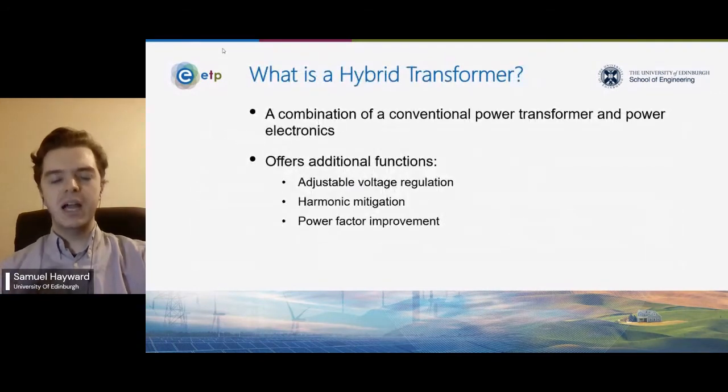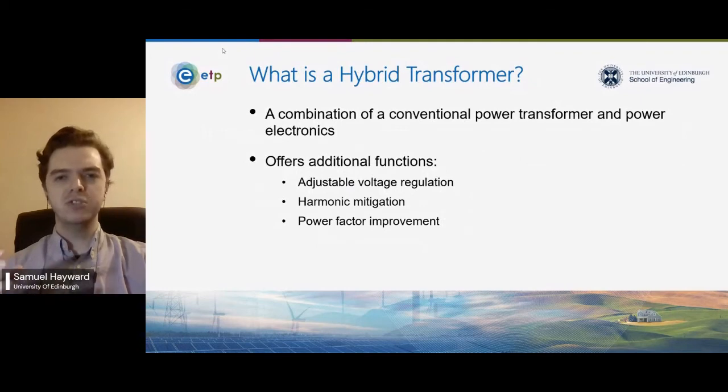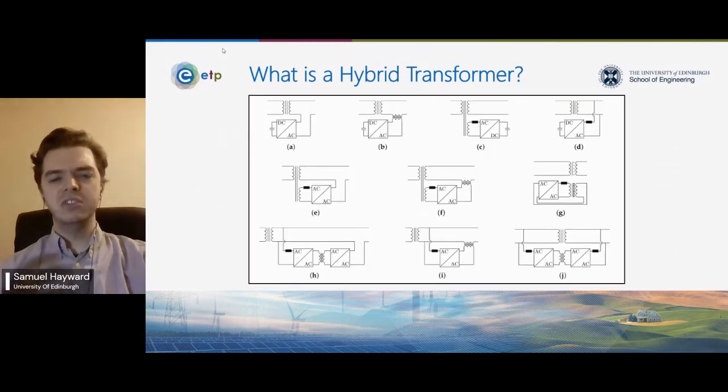So what is a hybrid transformer? A hybrid transformer is a combination of a conventional power transformer and power electronics. The inclusion of power electronics provides the transformer with additional capabilities such as adjustable voltage regulation, harmonic mitigation, and power factor improvement. Shown in this figure here is that there are several different configurations of hybrid transformers, with different configurations potentially having different capabilities.